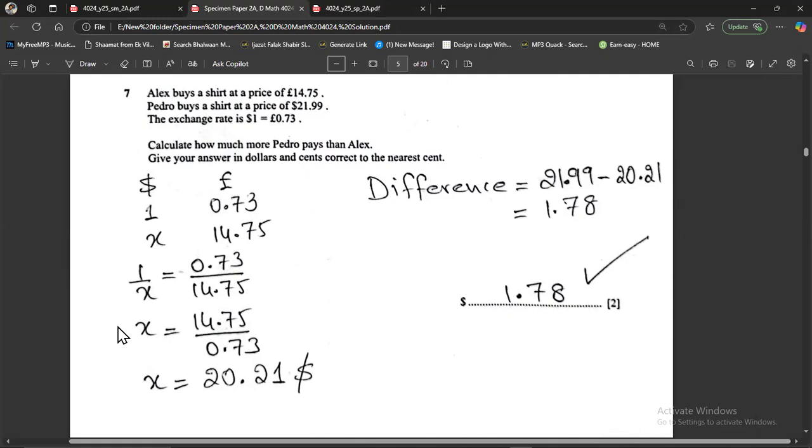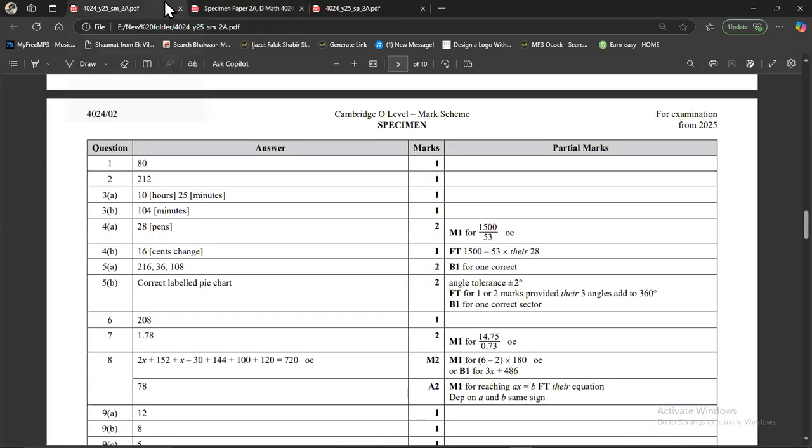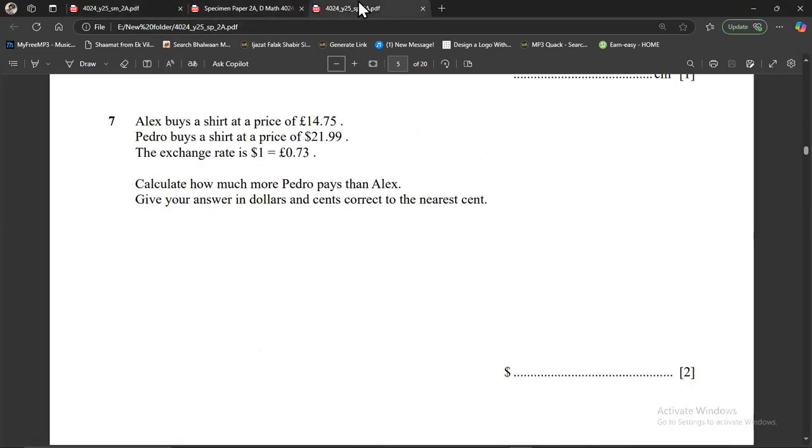So the price of the shirt is $20.21. The price of the shirt Pedro bought is $21.99. So the difference between their prices is 21.99 minus 20.21. So that will be 1.78. For dollars, after the decimal you have to go to two decimal places, because the question said that it should be correct to the nearest cent. 1.78 is the right answer, sir.